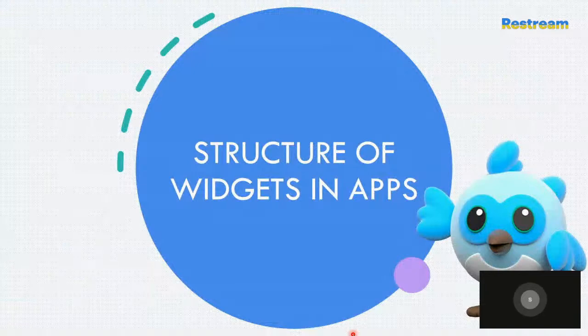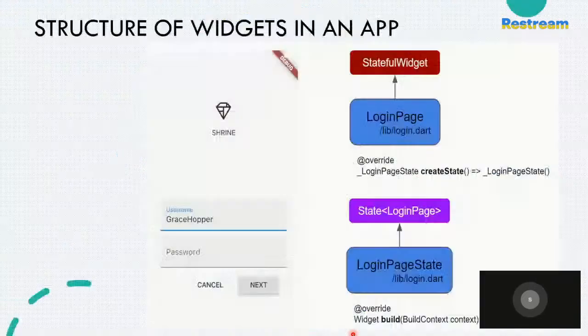So the next thing is the structure of widgets in applications. This is an example of an application, showing how the widgets are structured in an application. In this, the login page is a stateful widget. We know what a login page is. A login page can be changed dynamically. When a user's password is incorrect, it must notify them that the password is incorrect.